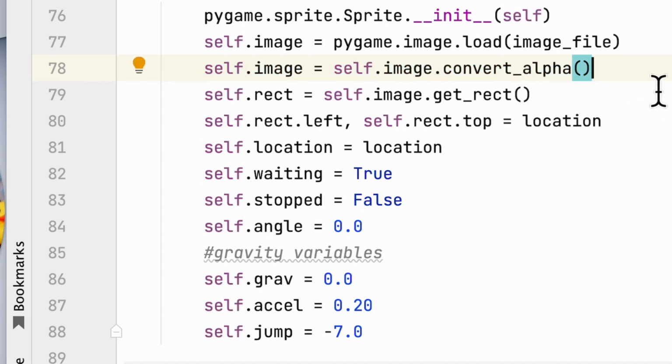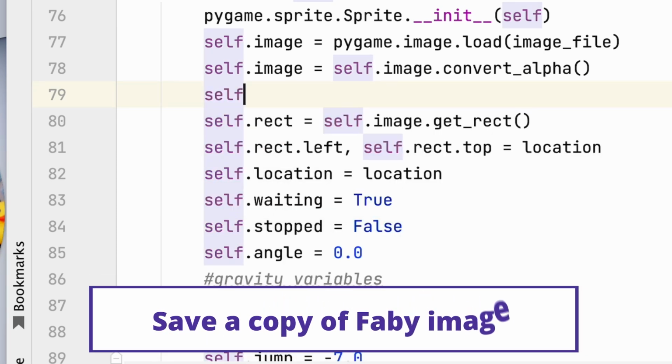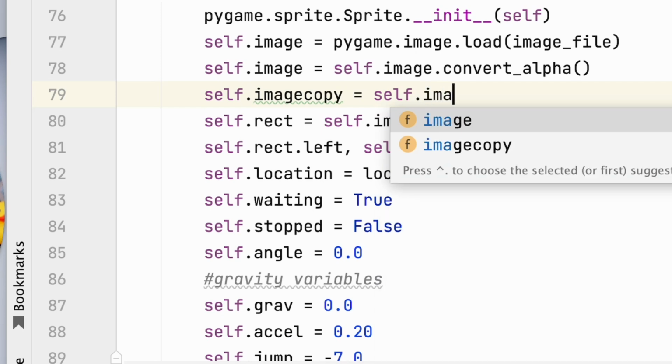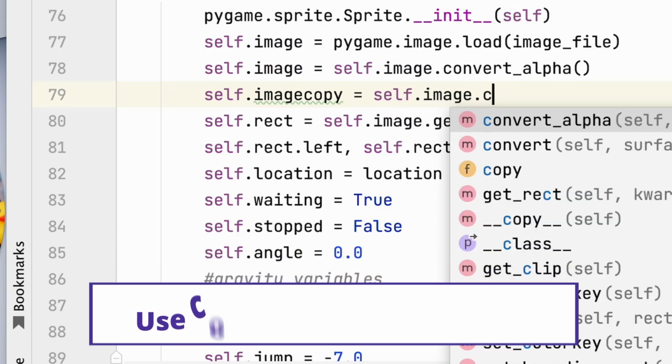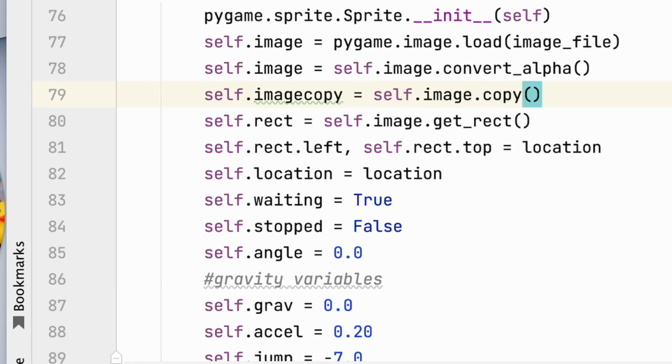That's the original copy of our image, but let's drop in here a new variable called image_copy equals self.image.copy. We have to use the dot copy because we're actually copying that object. We can't just say self.image_copy equals self.image, because that would be like two links to the same thing. So we need a copy of that image.